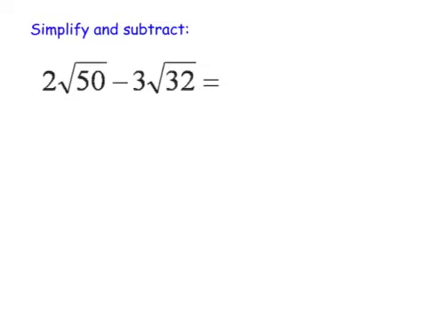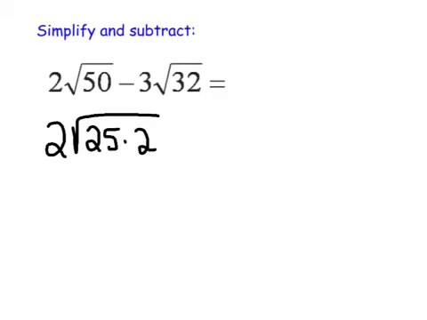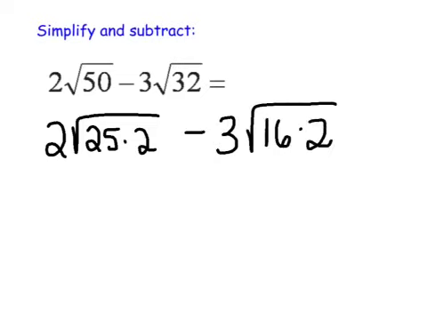All right, let's try one more here with subtraction. We've got to break down square root of 50. Divide by 2, I get 25. Lucky me, it's a perfect square. So I have 25 times 2, minus 3. 32 divided by 2 is 16. Lucky me, another perfect square.